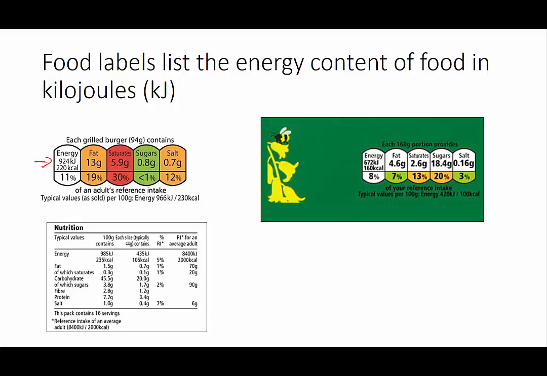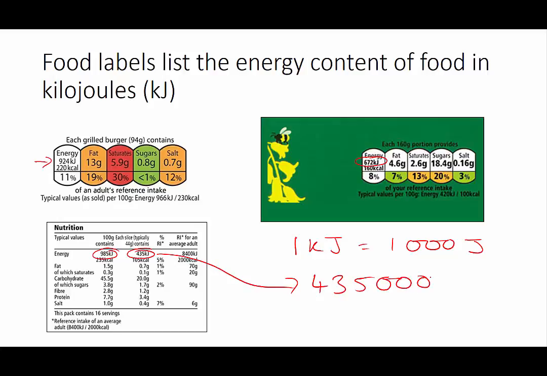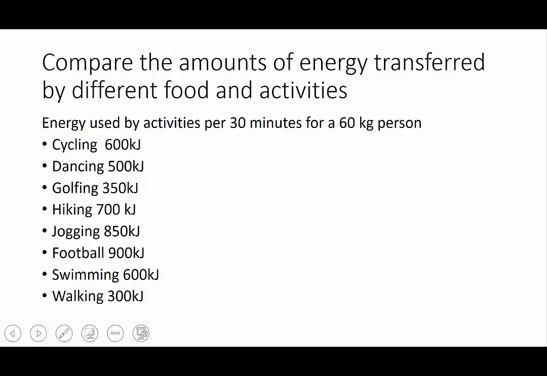Our food labels list the energy content in food in the unit of kilojoules. You can see some examples here where they've given different food products and how much energy they contain. Now 1 kilojoule is equal to 1000 joules, and sometimes as scientists we need to be able to convert between those two. So what does it mean that we've got 435 kilojoules? Well, that means it's 435,000 joules of energy.